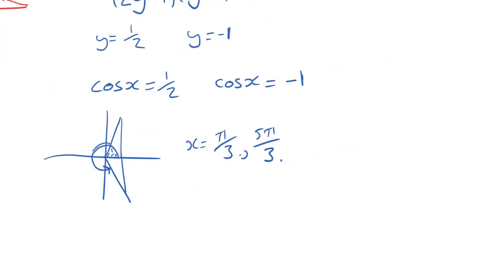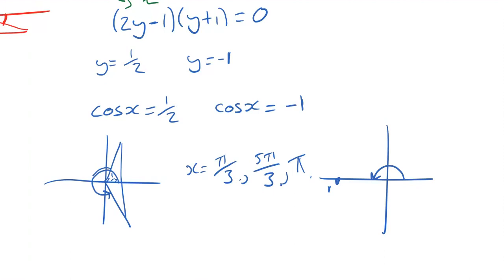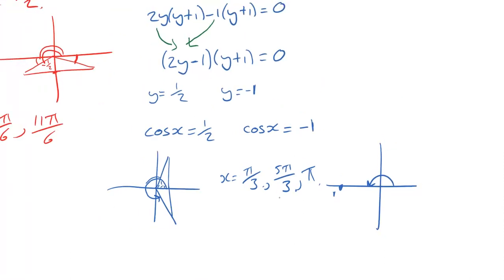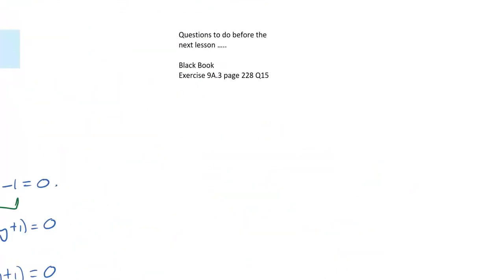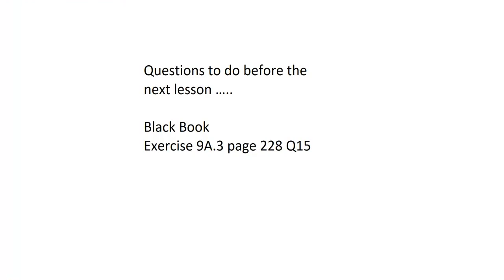What about the other solution where cosine of x is equal to -1? Well, that x coordinate is at -1, right around there at pi radians. So pi radians is going to be our other solution within this boundary. So for this one, we have 3 solutions: pi over 3, 5 pi over 3, and pi. Okay, that should be enough to have a go at some of these questions. Good luck.